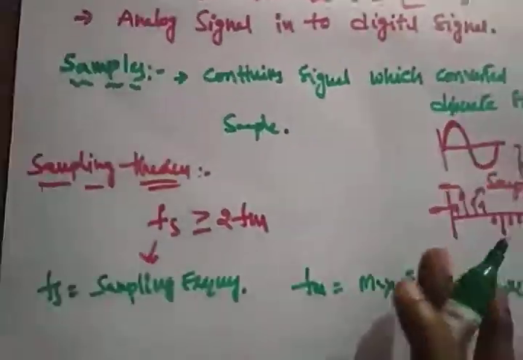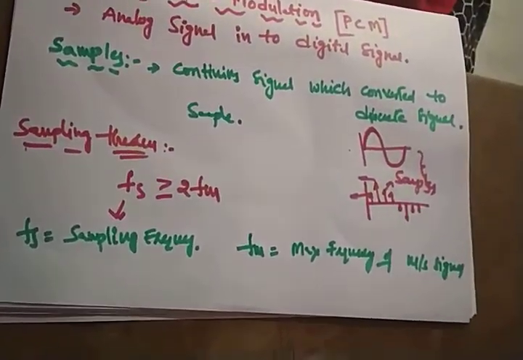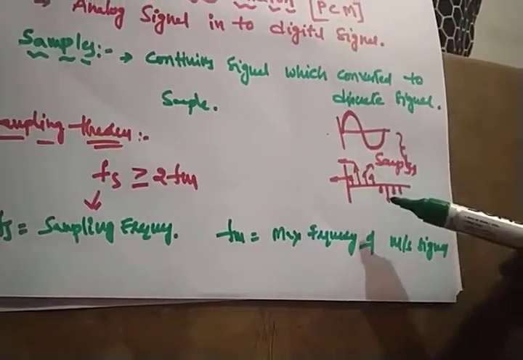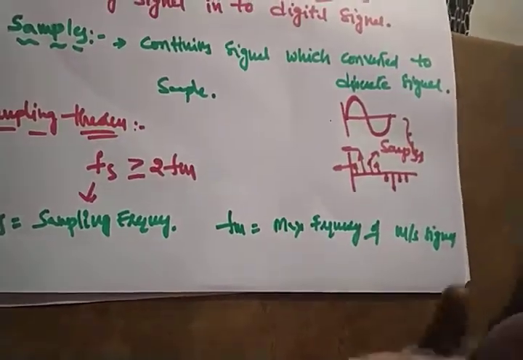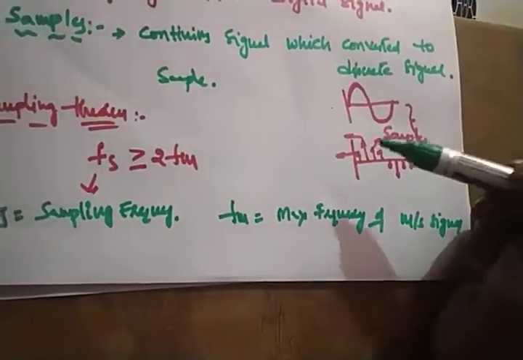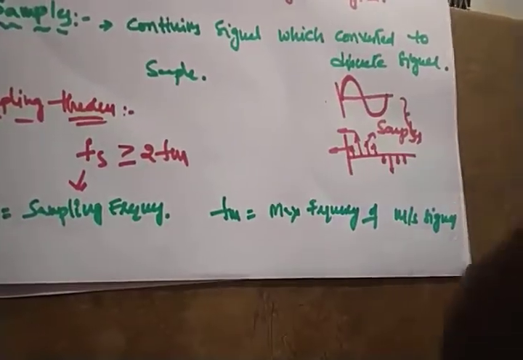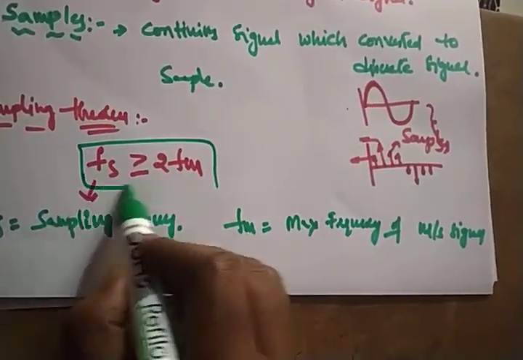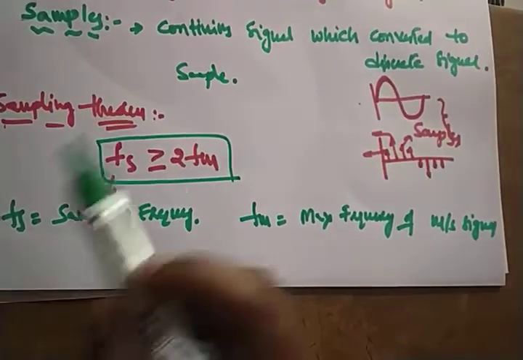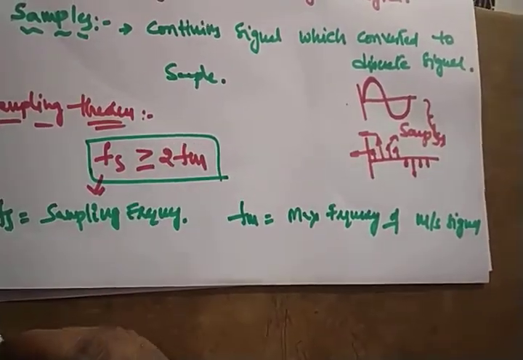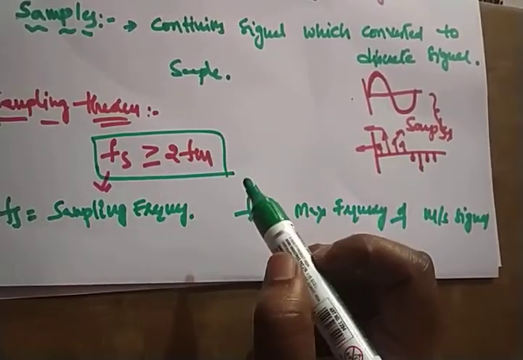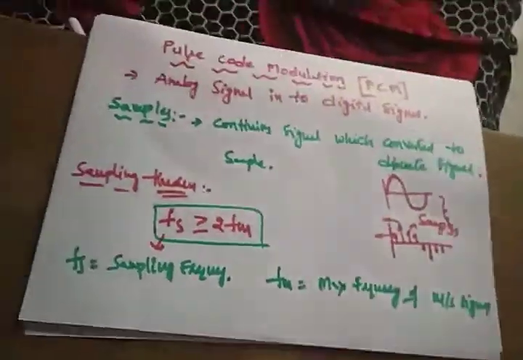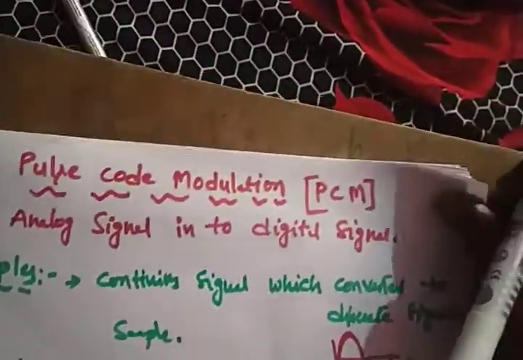Alright, so what does the sampling theorem state? Your continuous signal can be converted to discrete signals, and after that you can retrieve back your continuous signal from the discrete nature, with a condition. What is that condition? Fs is greater than or equal to 2fm. Fs is your sampling frequency, and Fm is the maximum frequency of your message signal. Now I'll clearly show how the sampling theorem works.